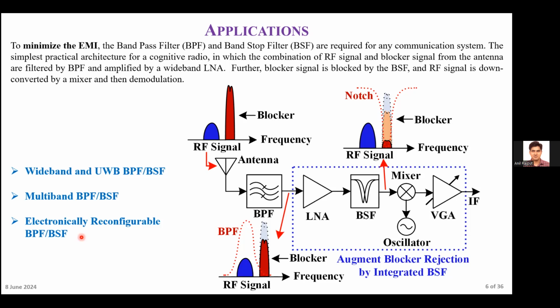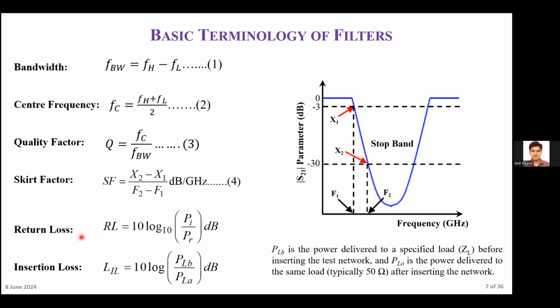These are the basic terminology to characterize the filters. First one is the bandwidth. We can define the bandwidth of the filter, and the center frequency and the quality factor of the filter, and then the skirt factor. Skirt factor is nothing but the slope of the transition of band. This is the pass band and this one is the stop band. Then this is the slope. So we define the skirt factor by this slope, and the return loss and insertion loss of the filter.